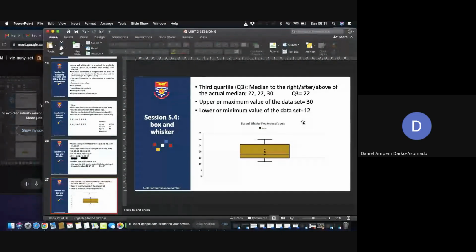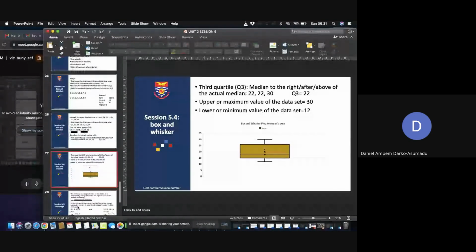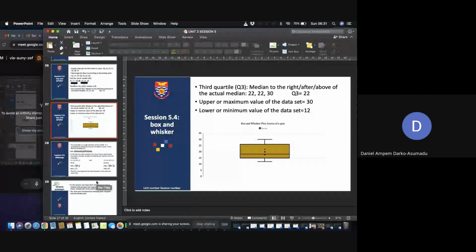So when you have the first quartile value, second quartile, and third quartile, and you have the maximum and the minimum value, you can draw the box. You plot the first quartile, second quartile, and third quartile within the box, and the whiskers are the maximum and the minimum values. Any question, please?